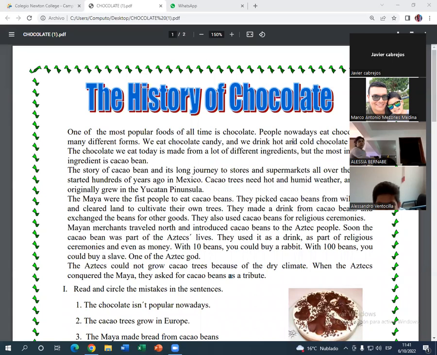The Aztecs could not grow cacao trees because of the climate. When the Aztecs conquered the Maya, they asked for cacao beans as a tribute.